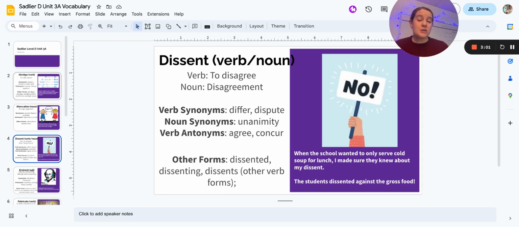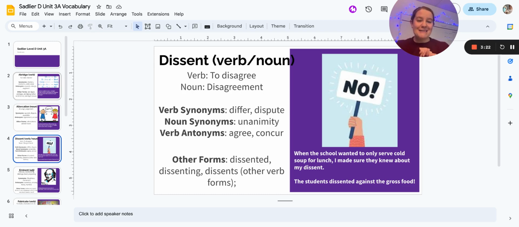Your verb synonyms are differ and dispute. Your noun synonym, a word I always mispronounce, unanimity. I think I got that right. Your verb antonyms are agree and concur, words that would mean you agree with someone, obviously. And your other forms are your other verb forms of the word: dissented, dissenting, and dissents.